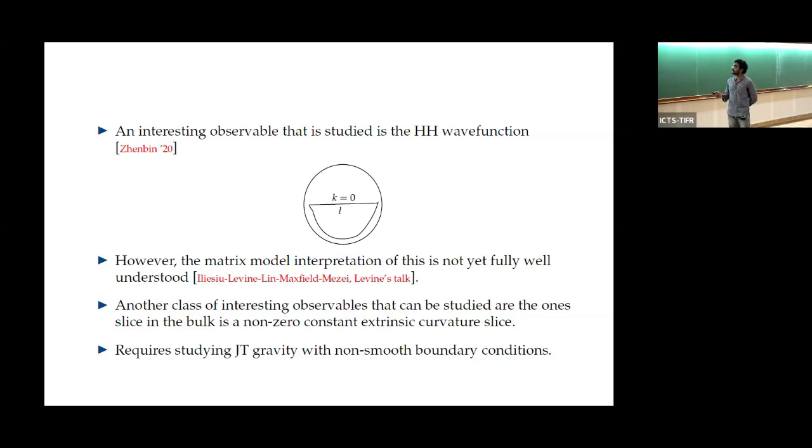In particular, the non-smoothness is because of these corner points, because the boundary conditions at these points are different from the different boundaries. One thing I have to emphasize here is that these boundaries are located in the asymptotic region, so that there exists a well-defined dual matrix model observable for these kinds of wave functions.